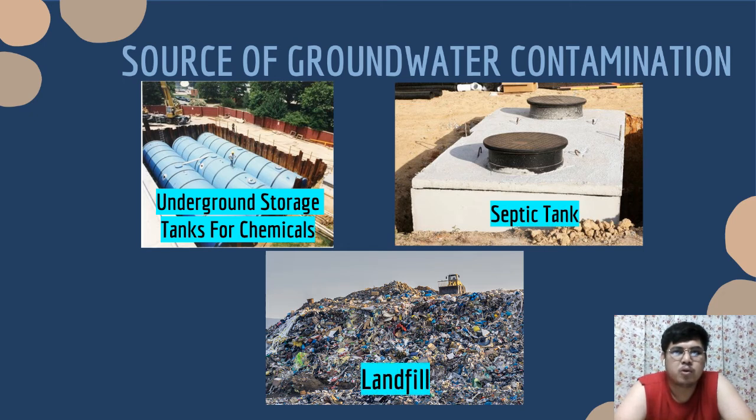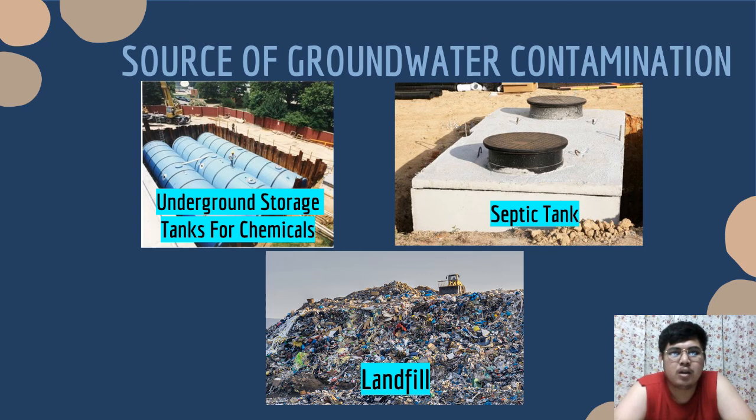These are the sources of groundwater contamination. First is underground storage tanks for chemicals such as gasoline. The gas can leak when the tank rusts, and their contents can contaminate nearby groundwater. Next is the septic tank. It can be used to dispose of waste at a safe rate. If it is not maintained properly or the septic tank is not built well, it can leak bacteria, viruses, or other chemicals into the surrounding groundwater.